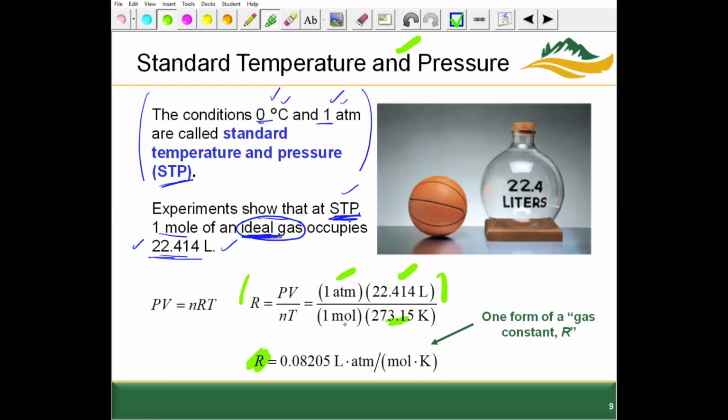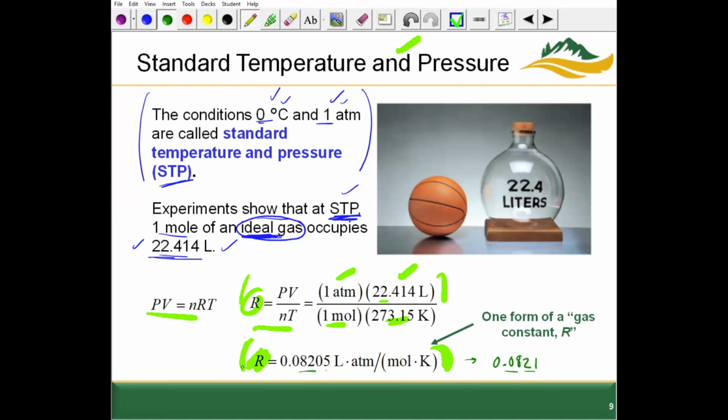Then we were told the volume of any ideal gas, 1 mole of any ideal gas, always occupies 22.4 liters. Then n is 1 mole. We took the ideal gas law and solved for R to get one variation of this gas constant R, 0.08205 liters atmospheres over mole Kelvin. You will usually just see it as 0.0821, just a slight rounding, but either value that you use should get you the right answer.